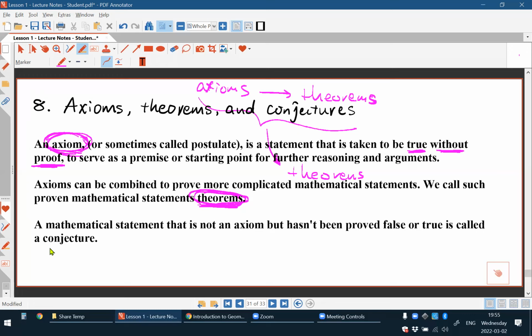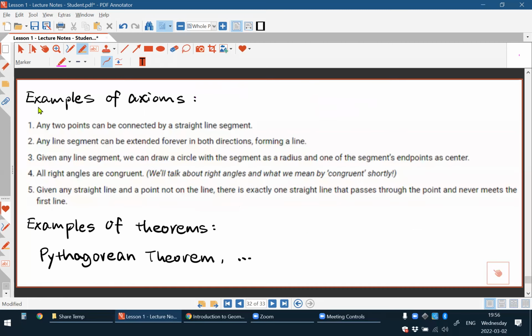And next is the conjecture. What is a conjecture? A mathematical statement that is not an axiom, but hasn't been proved false or true. Okay, note here, it hasn't been proved false or true is called a conjecture. Okay, I'll give you some examples. For example, these statements are all called axioms. Note that axioms are widely accepted truths. We don't have to prove them, okay?